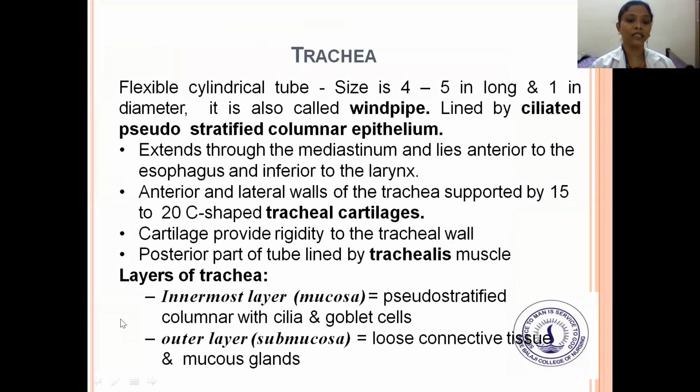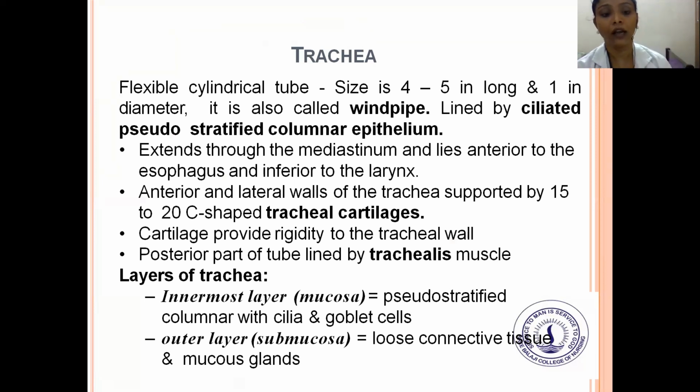Trachea. It is a flexible cylindrical tube, 4 to 5 centimeters long and 1 centimeter in diameter. It is also called the windpipe, lined by ciliated pseudostratified columnar epithelium, extends through the mediastinum and lies anterior to the esophagus and inferior to the larynx. The anterior and lateral walls of the trachea are supported by 15 to 20 C-shaped tracheal cartilages. The cartilage provides rigidity to the tracheal wall. The posterior part of the tube is lined by smooth muscle.